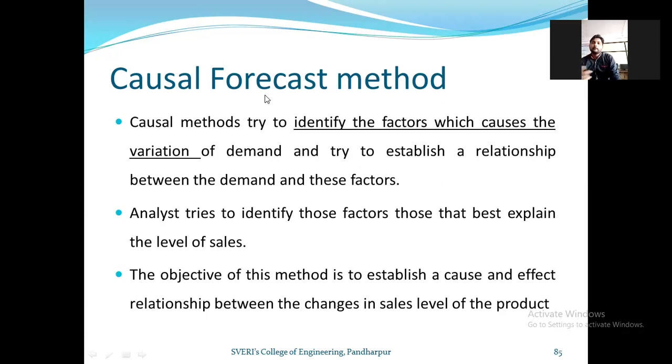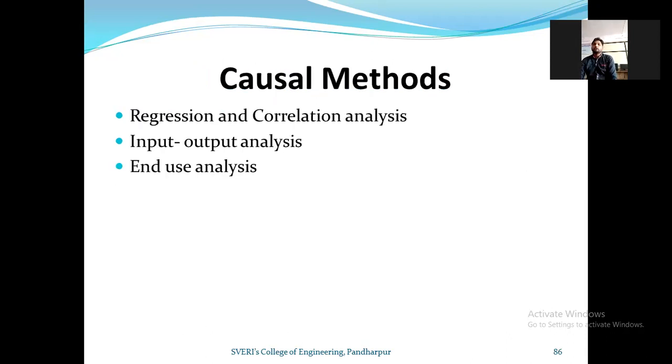So that is the factor of the causal forecasting method. The objective of this method is to establish a cause and effect relationship between the changes in the sales level of the product. Which are the different causal methods? Regression and correlation analysis, which we have discussed, then input output analysis and end use analysis. These are the 3 different methods used in a causal methodology or causal model.